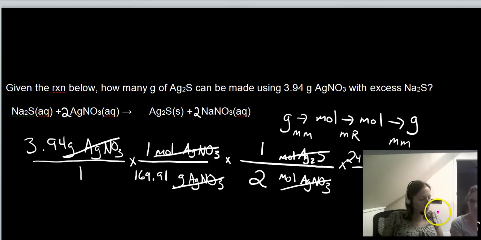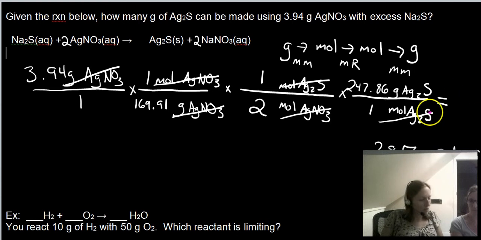Ta-da. The next part asks, what's the net ionic equation? Which is pretty great. We learned how to do this a little while ago. What you need to notice is that sodium sulfide is aqueous. Silver nitrate is aqueous. Sodium nitrate is aqueous, but silver sulfide is a solid. This is a precipitate, so if you actually mixed these two together, you'd get a little solid pile on the bottom of your beaker, and then this would be left in solution.